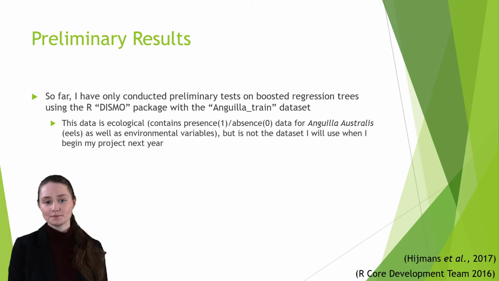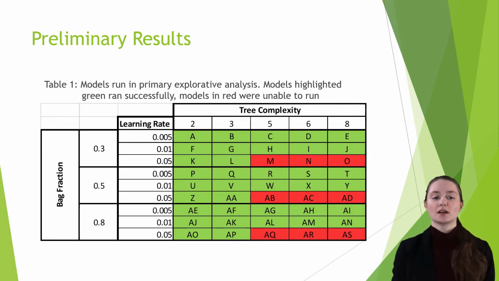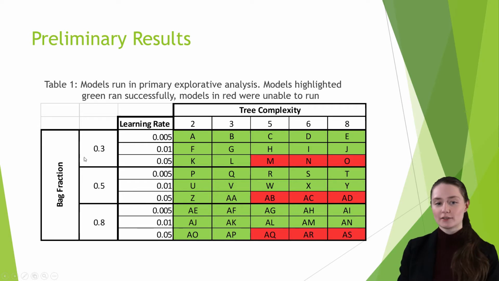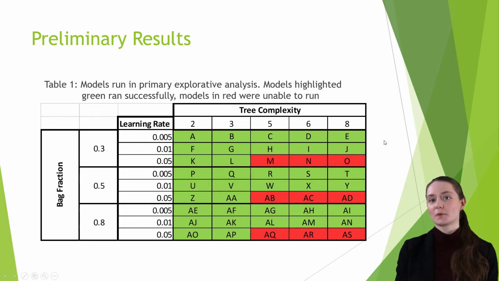Grassland data. So I ran a bunch of models on this eel dataset with various combinations of the bag fraction, the learning rate, and the tree complexity. So I ran bag fractions of 0.3, 0.5, and 0.8, and a learning rate of 0.005, 0.01, and 0.05. The tree complexity, I also ran values of 2, 3, 5, 6, and 8. The green models ran, but the models in red didn't.